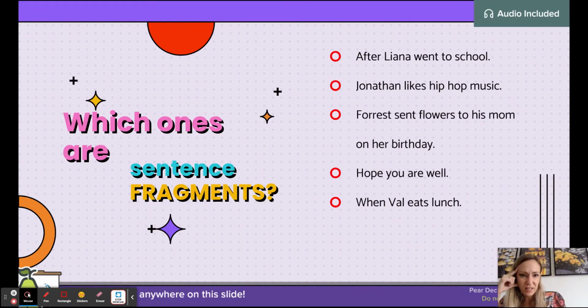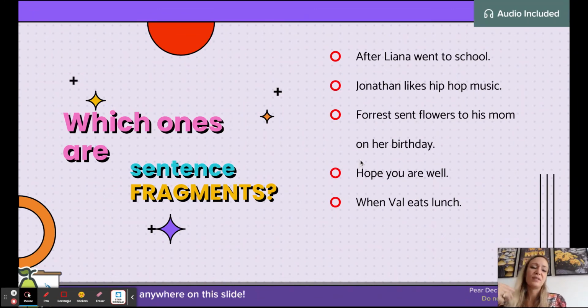Take a look at these and think for a moment. Which ones are sentence fragments? I see 3 of them. And I hope you see them too. Okay, so first, after Liana went to school, that's a fragment because we need that independent clause to complete this complex idea. After she went to school, what happened? This second one is okay, so is the third.